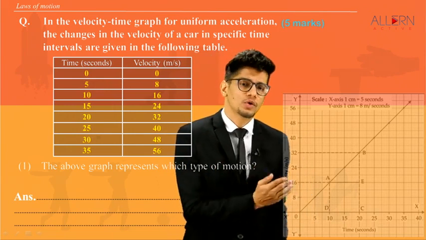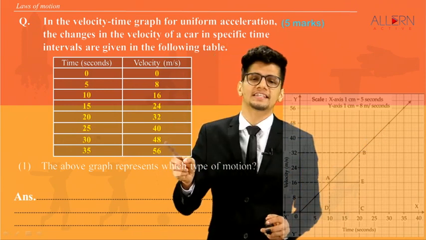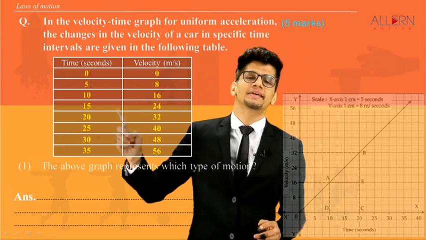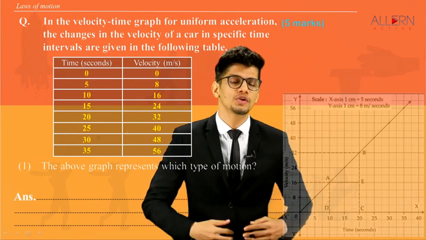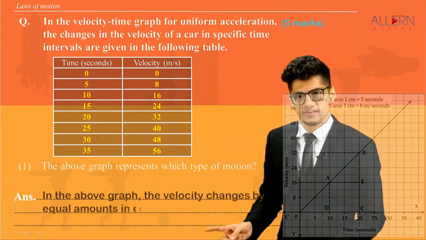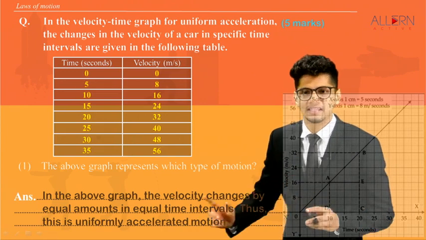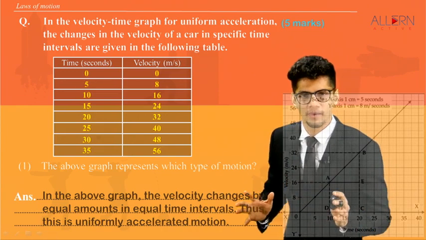Now since it is a velocity time graph and a linear graph, we know that the velocity is changing, but changing equally in equal intervals of time. That means it is a uniformly accelerated motion. Let's write the answer. In the above graph, the velocity changes by equal amounts in equal intervals. Thus, this is a uniformly accelerated motion.